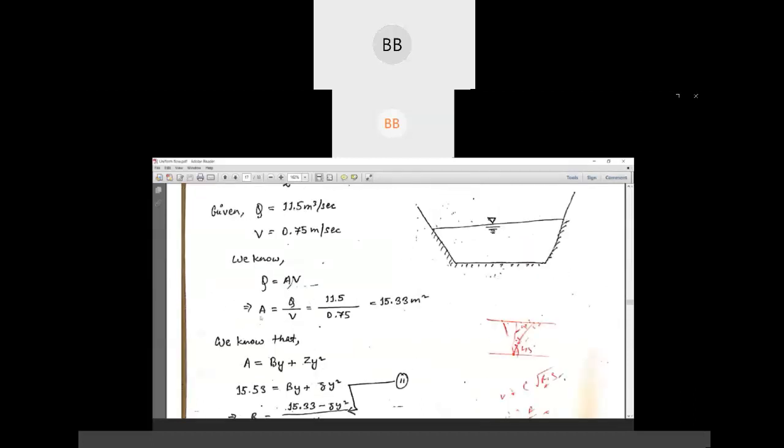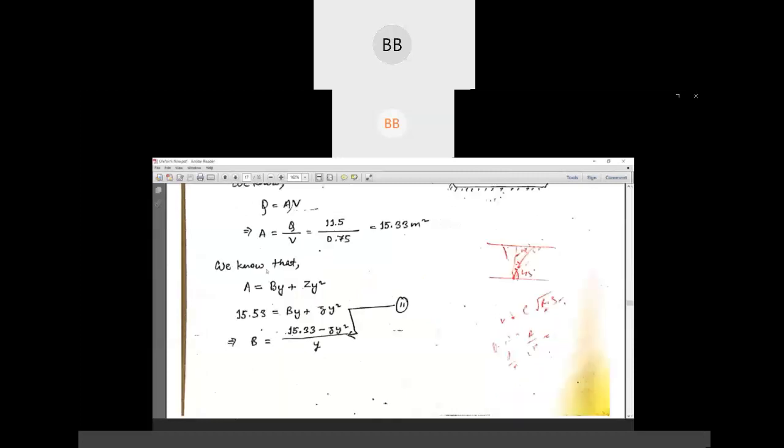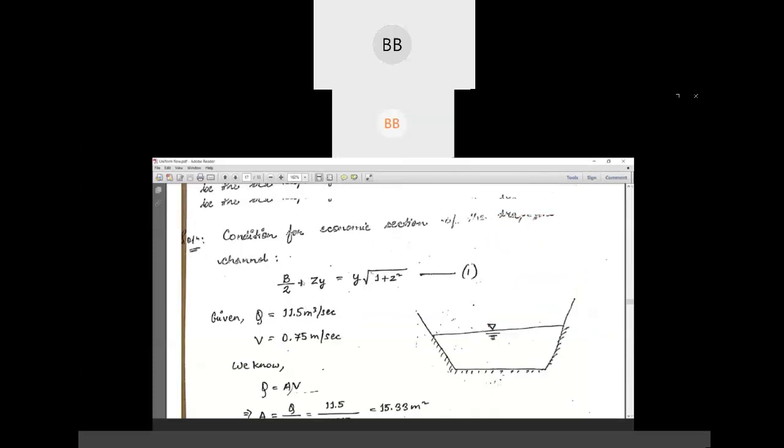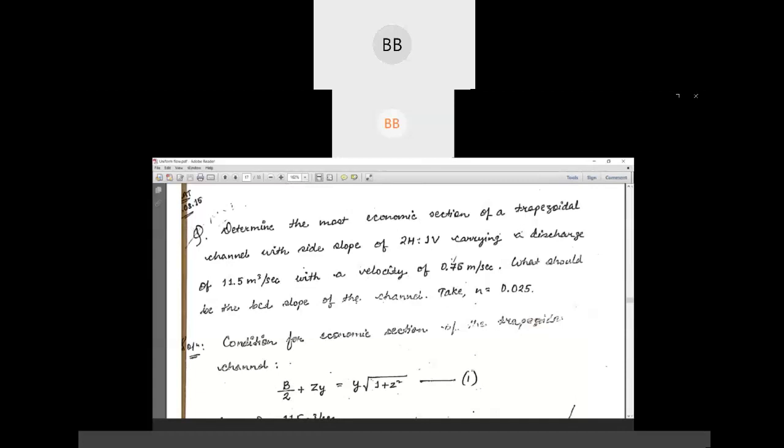To find the area, this is very simple. You just have to use the equation: discharge is equal to area into velocity. Discharge is already given, velocity is also given, so you can directly find the area. Then use the area equation to find the b value, the width of the channel, that is your bottom width. This numerical you try to solve on your own.